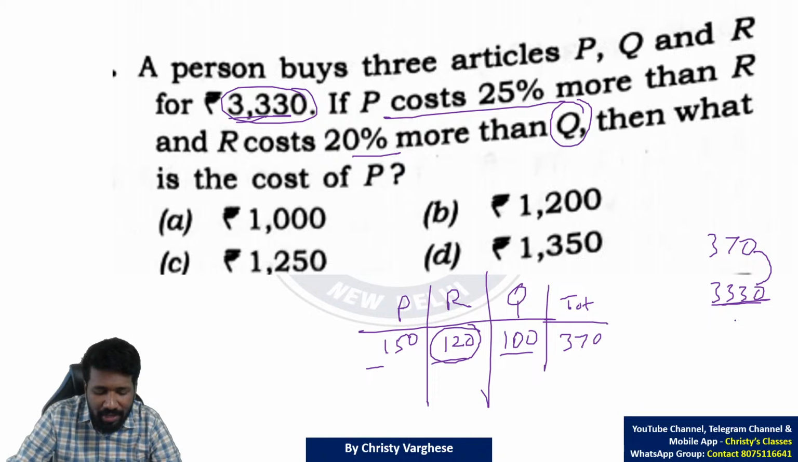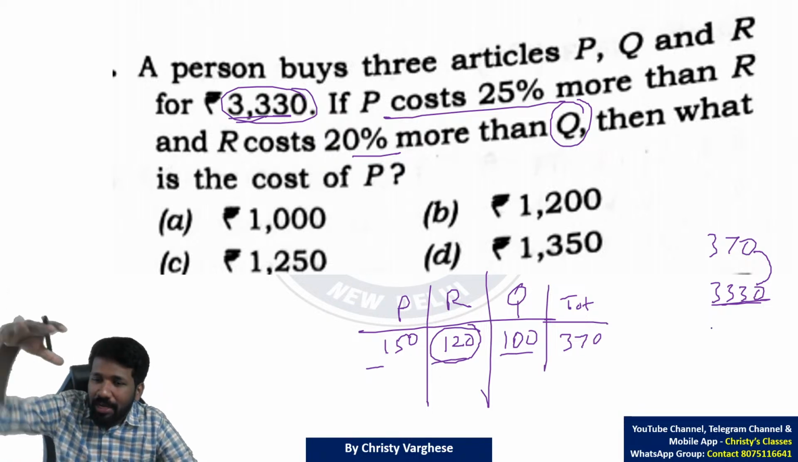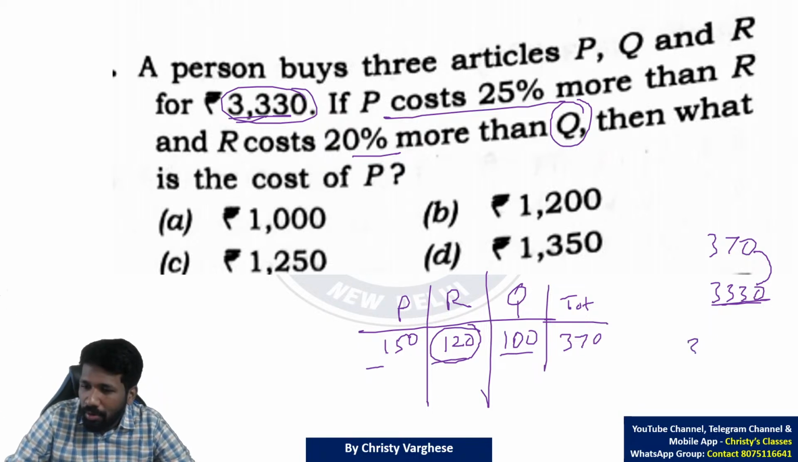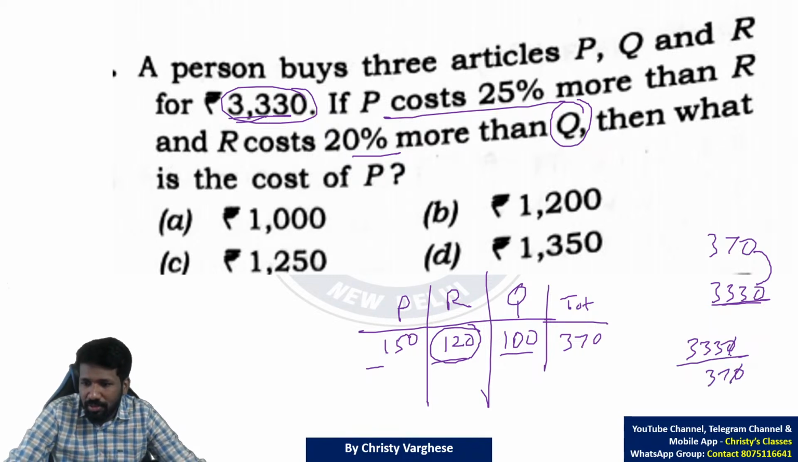By how much factor you have to make it large or enlarge it. Or mathematically speaking, you do 3330 divided by 370. 3330 divided by 370 means 0, 0 cancels. Right?